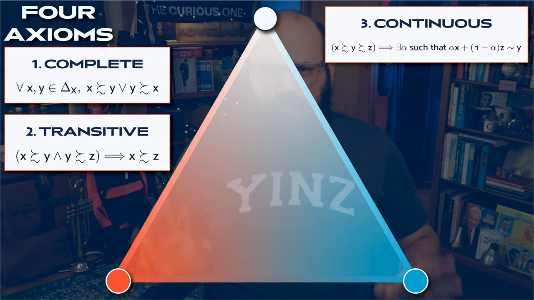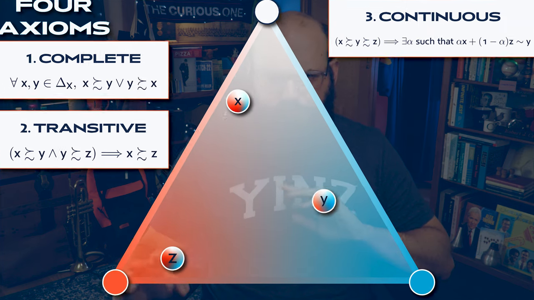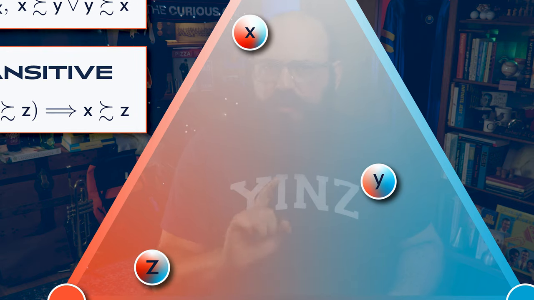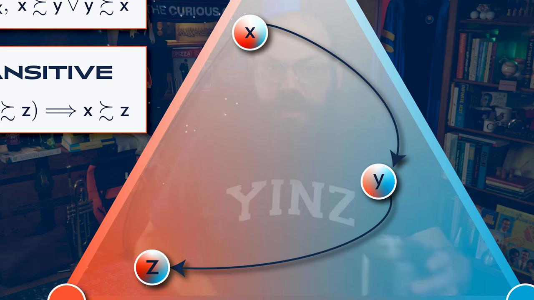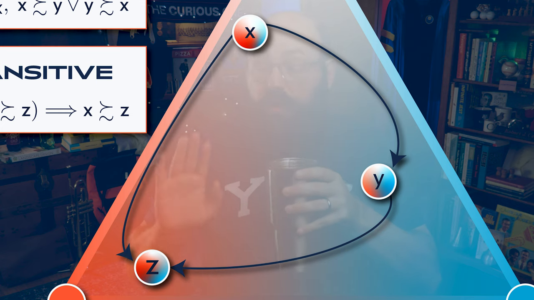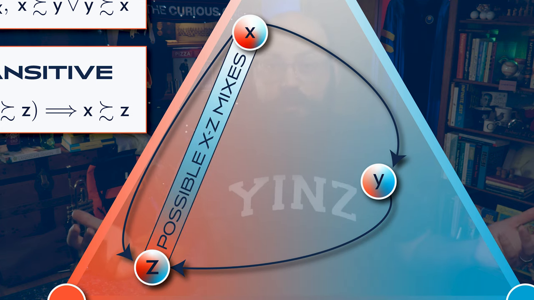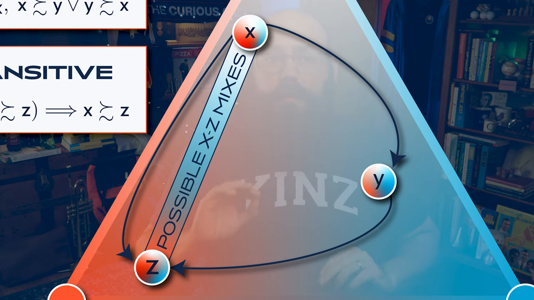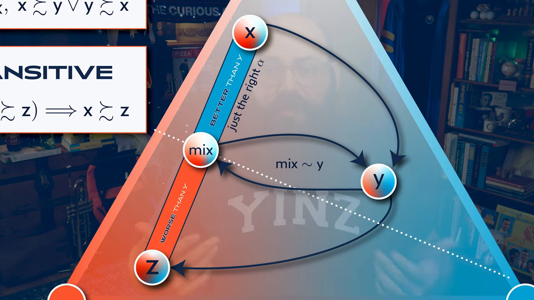So suppose that I have three lotteries, call them X, Y, and Z, and I'll draw them here in the simplex. And suppose that X is at least as good as Y, and Y is at least as good as Z. Transitivity also tells me that X is at least as good as Z, but I'm going to go a little bit further. I'm adding more. There has to be some mix of X and Z, the good lottery and the bad lottery, such that that mix is indifferent to Y.